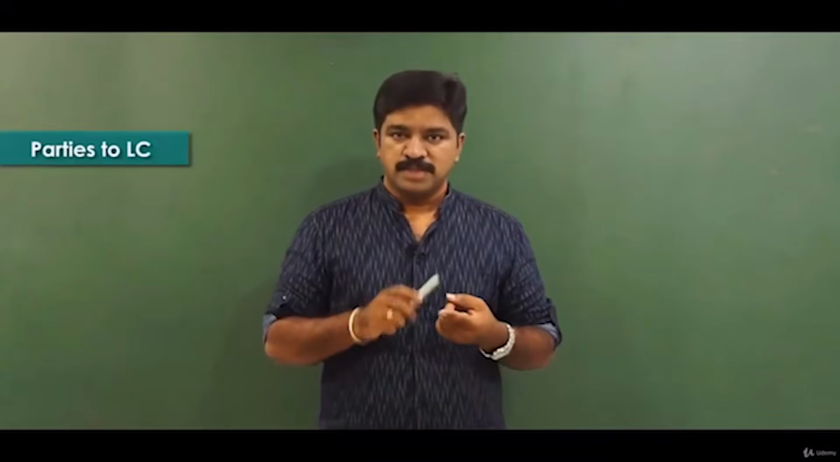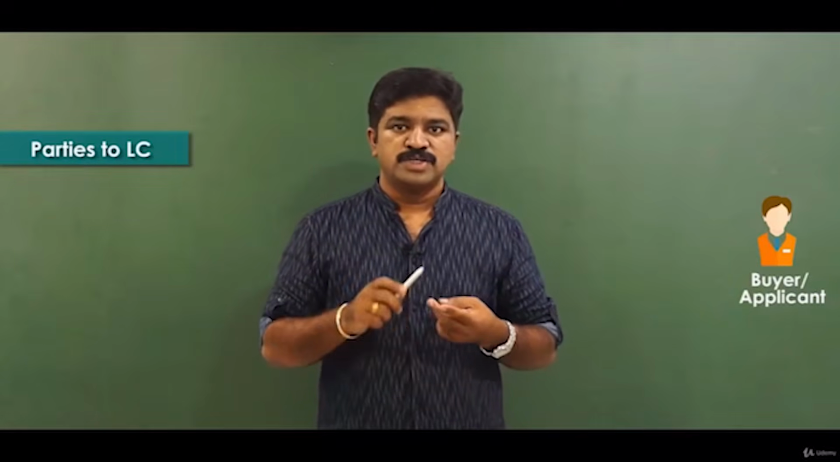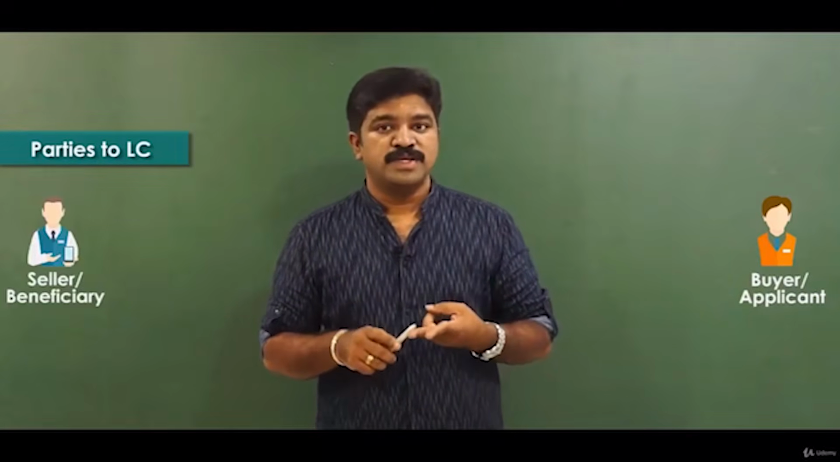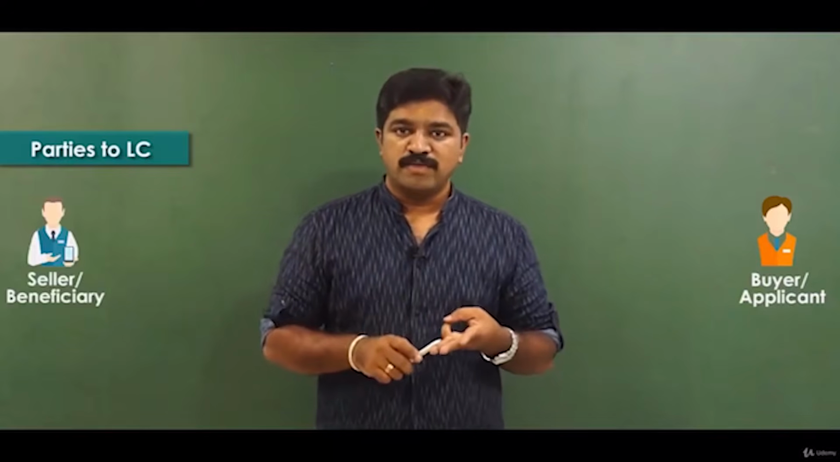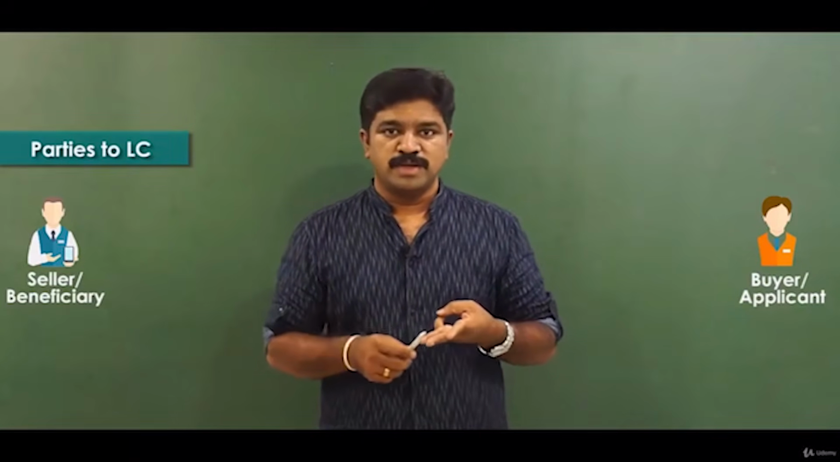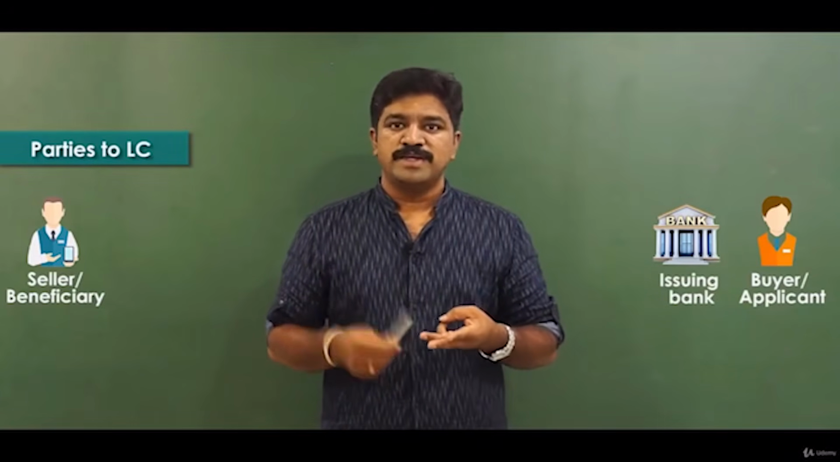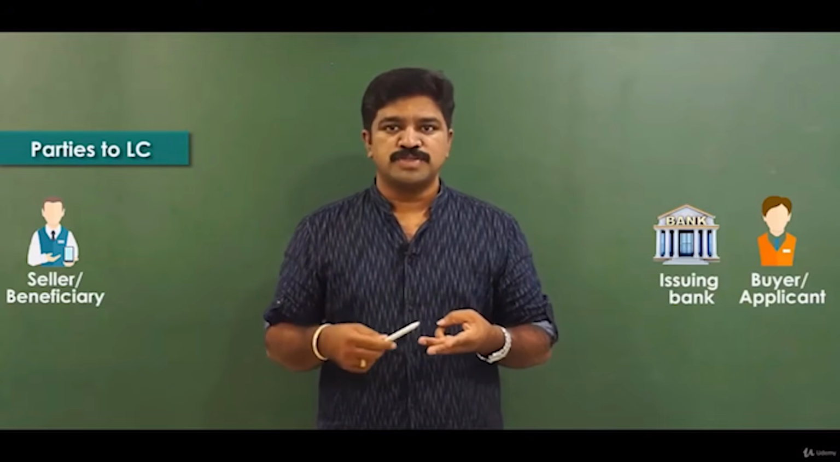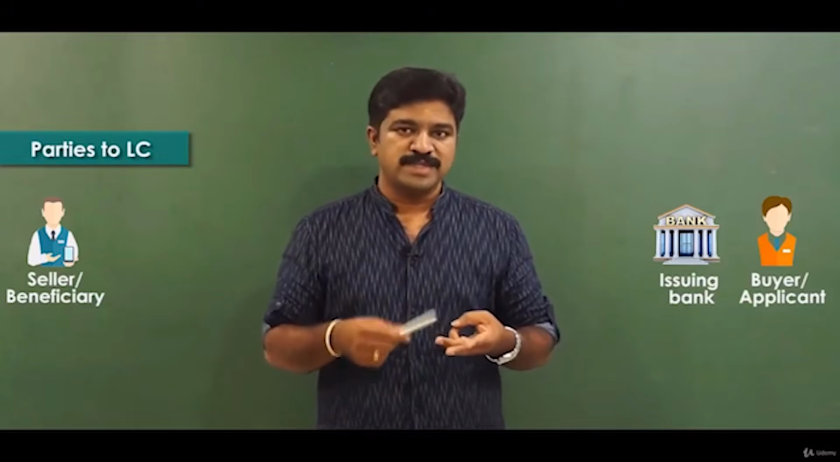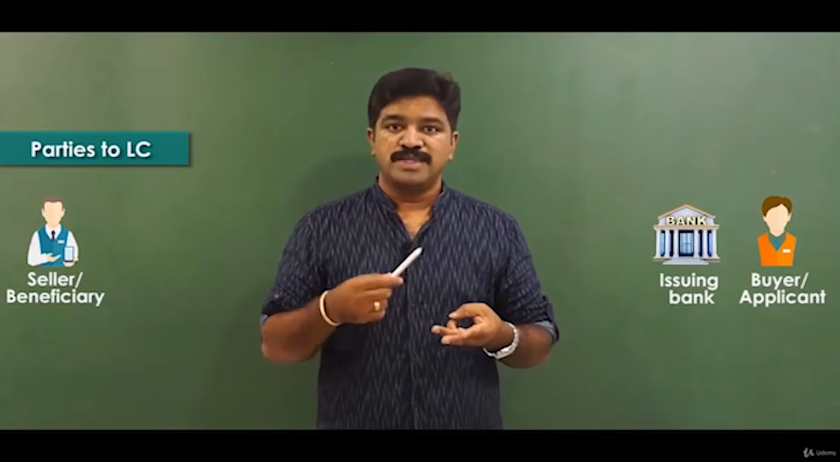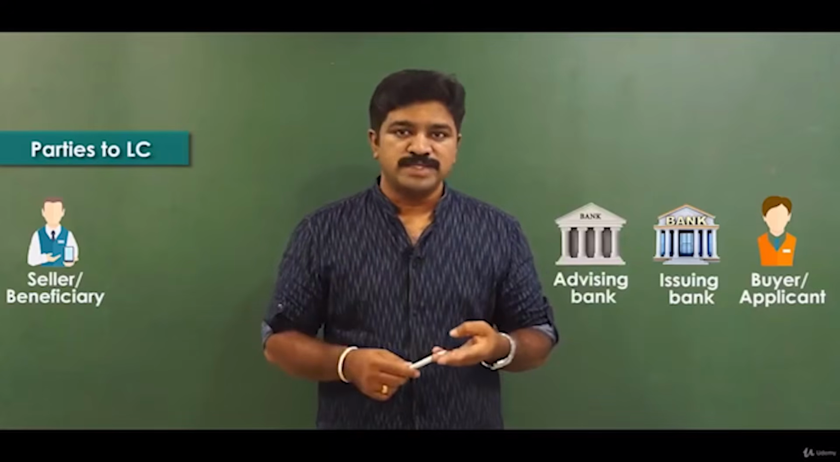Number 1, the buyer, we call him the applicant. 2, the seller, we call him the beneficiary. And number 3 is the bank of the buyer, that is the LC issuing bank. The LC will not be dispatched simply through post, it will be routed through another bank in the seller's place. We call that bank the advising bank.